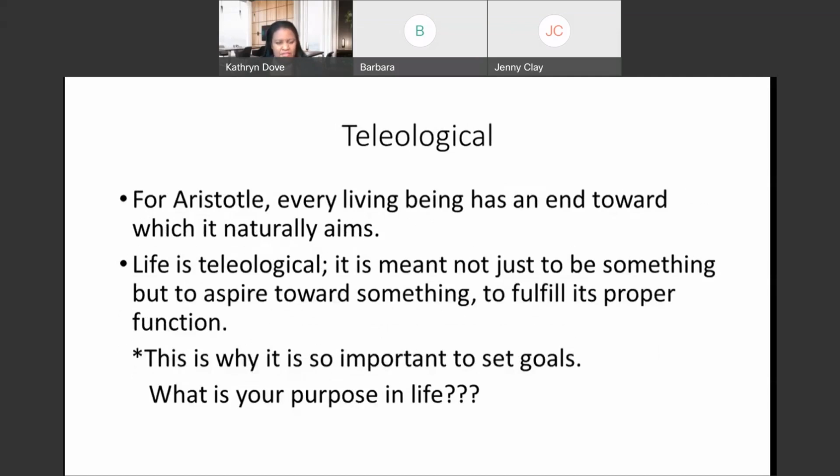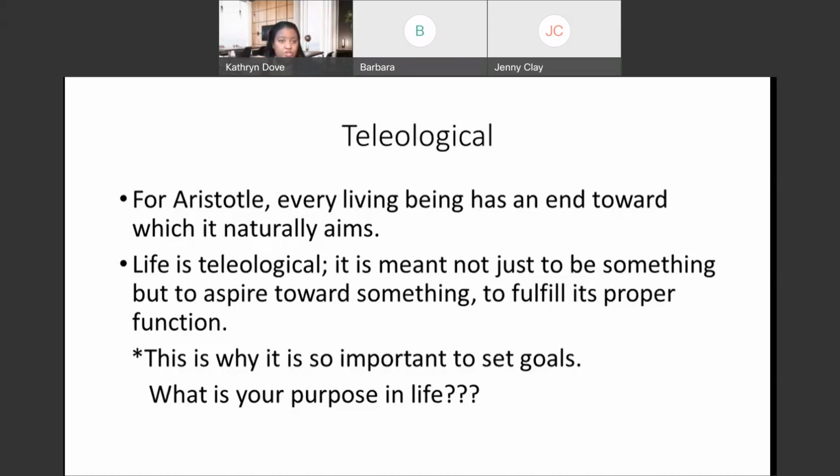One theory that Aristotle developed is the idea of human beings being teleological. And that is that we have a purpose toward which we naturally aim. For Aristotle, every living being has an end. Life is teleological, which means we're not just floating in the cosmos, but we aspire to something. We have goals, right? That we're going in a direction, especially those of us who are driven to get our education, driven to be better at our jobs, driven to make more money, driven to want a better life for our family. And that's what Aristotle says.